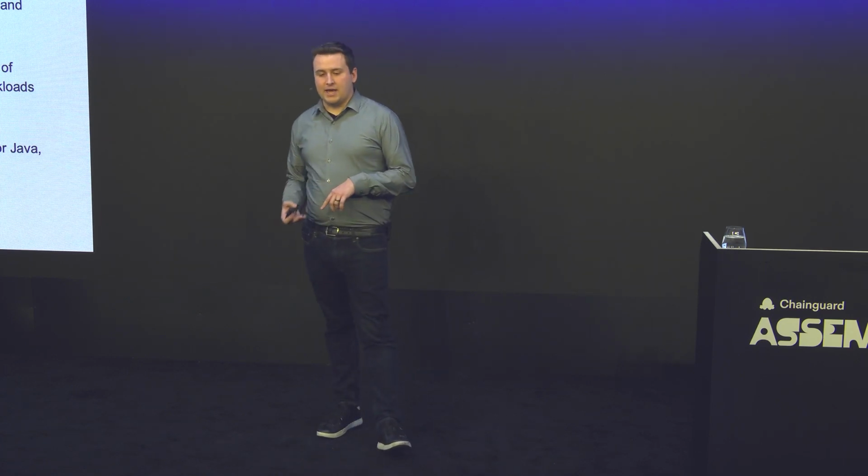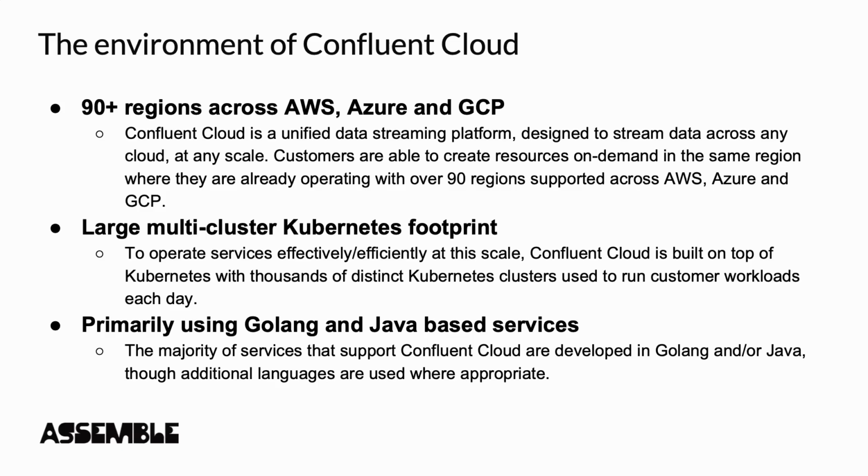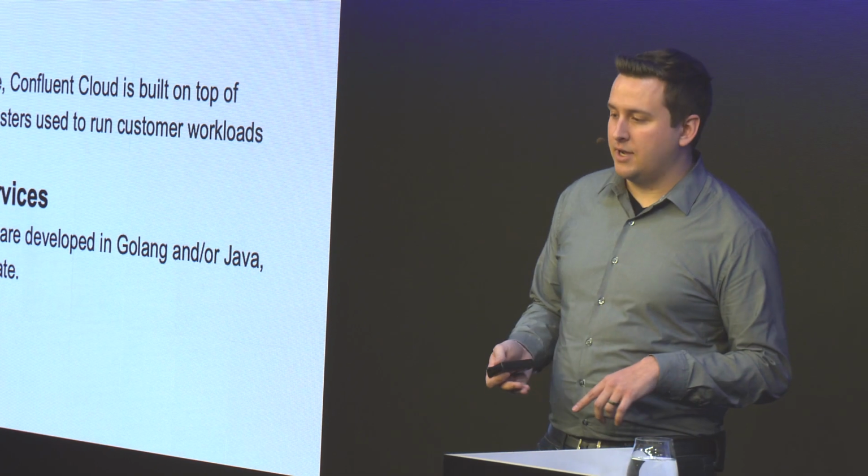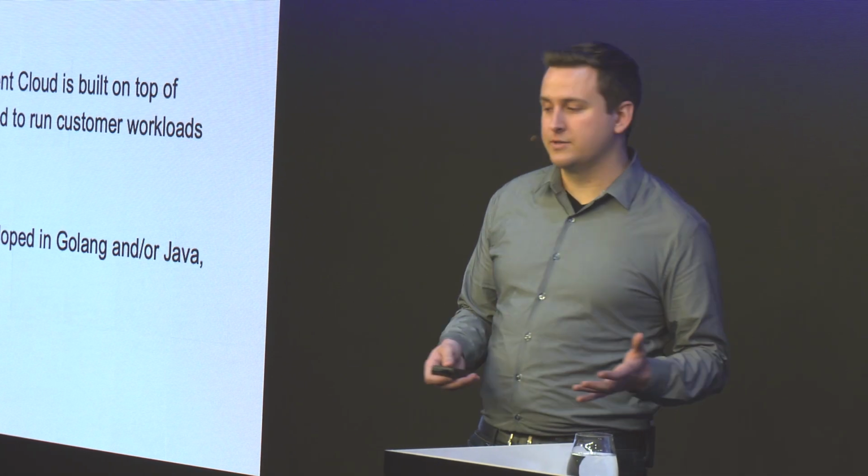But to accomplish that, we allow customers to create resources, like, say, a Kafka cluster, on demand. So typically, they want to create those clusters in the same region or the same cloud provider where they're already operating. And so what that means is that we end up having to run a very large multi-cloud environment across AWS, Azure, and GCP, and over 90 total regions in order to support those customer workloads.